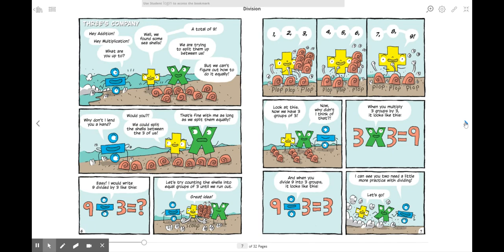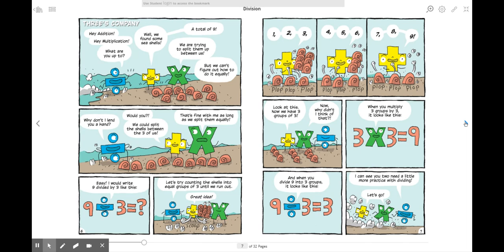Three's Company. Hey, addition. Hey, multiplication. What are you up to? Well, we found some seashells, a total of 9. We're trying to split them up between us, but we can't figure out how to do it equally. Why don't I lend you a hand? Would you? We could split the shells between the 3 of us. That's fine with me, as long as we split them equally.